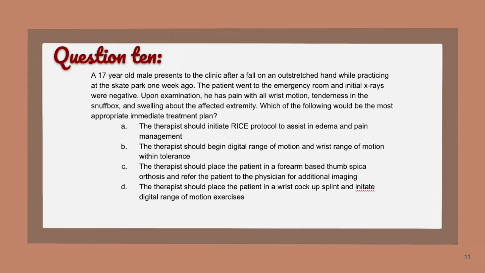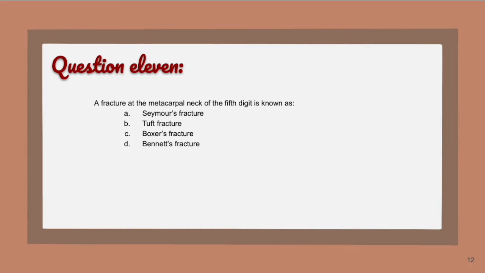The therapist should begin digital range of motion and wrist range of motion with intolerance. C. The therapist should place the patient in a forearm-based thumb spica orthosis and refer the patient to the physician for additional imaging. D. The therapist should place the patient in a wrist cock-up splint and initiate digital range of motion exercises. Question 11. A fracture at the metacarpal neck of the 5th digit is known as A.